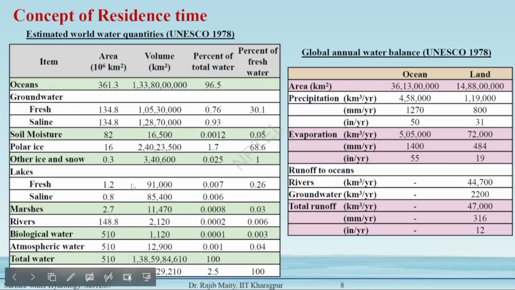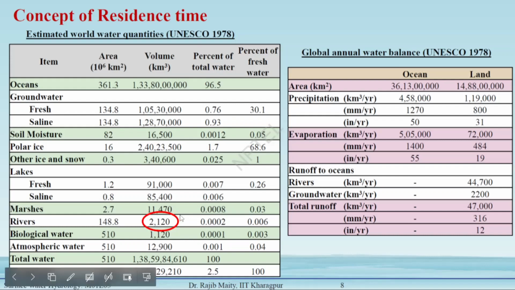Firstly, I would like to draw your attention to this value, which is rivers. Here we see that the volume of the rivers is 2120 kilometer cube.